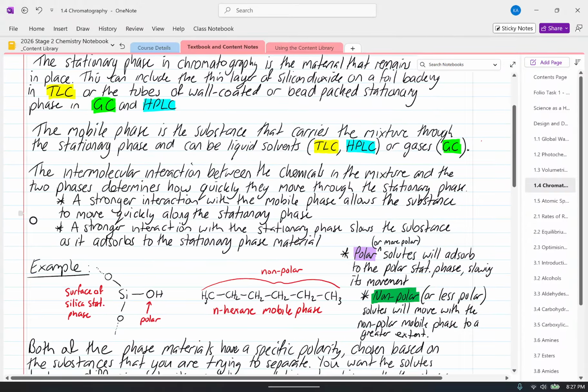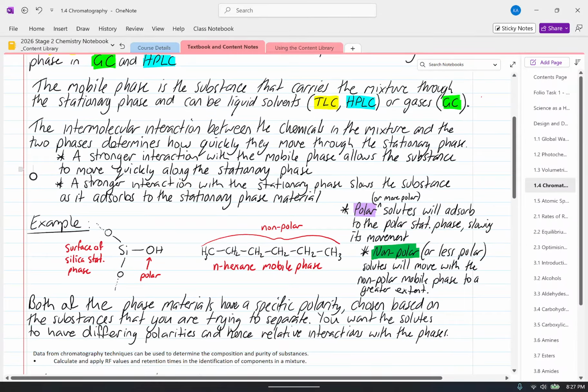Now the important concept is the intermolecular interactions between the substances in the mixture and both the stationary and mobile phases. When we want to separate some materials, we need the substances within our mixture to interact differently from each other with the stationary and mobile phase. So we'll get into more detail of that now.